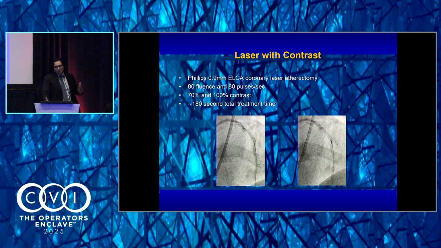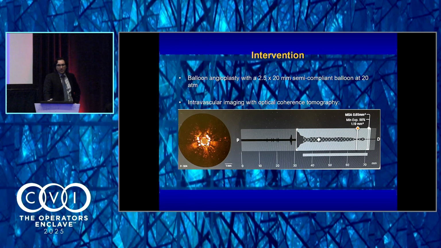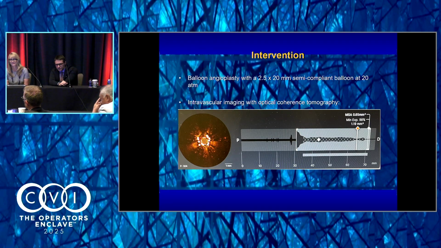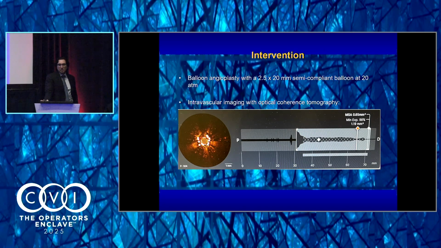Laser on contrast, as you all know, is off-label, but I used 70% contrast to get past that first lesion, and then 100% contrast to get past that second lesion, and for a total treatment time of about 3 minutes. After which I was able to get a balloon down and balloon angioplasty with a 2.5 by 20 millimeter balloon at high atmospheres. After which OCT was performed, and despite that balloon angioplasty, you can see the minimal MLA is 1.2 millimeters squared.